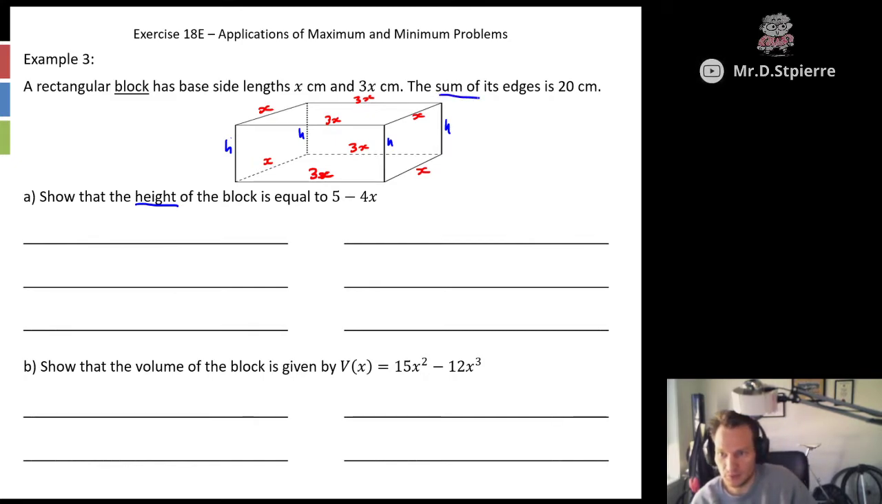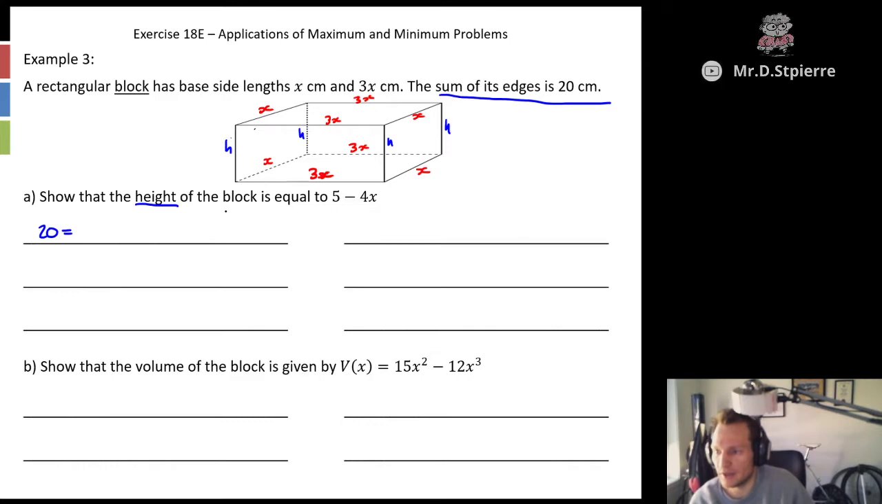The sum of all its edges is equal to 20 centimeters. So we know that 20 is equal to all the edges added up. So that edge, that edge, that edge, that edge, like all the edges, all the lengths. And so this is sort of like a three-dimensional perimeter almost. It's the edge length of a 3D shape.